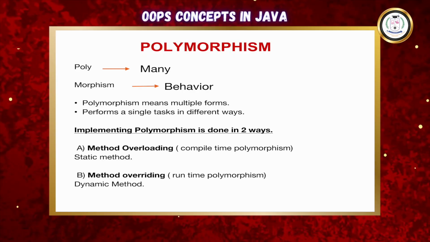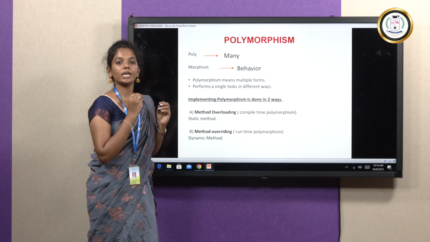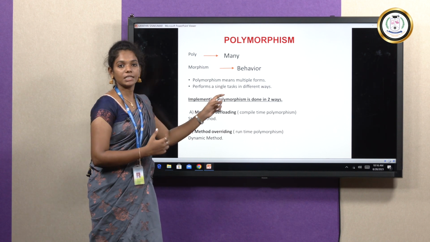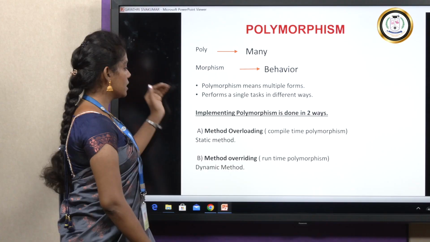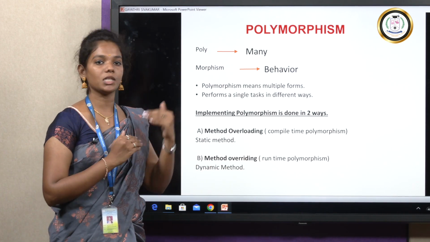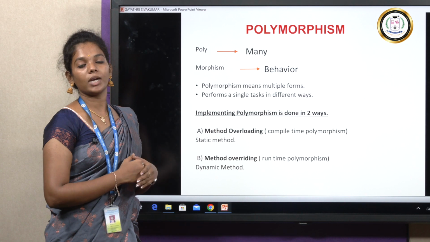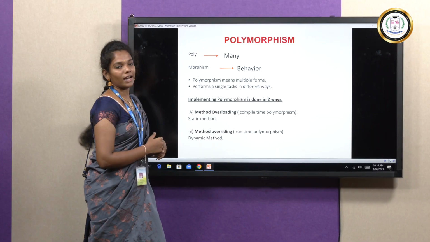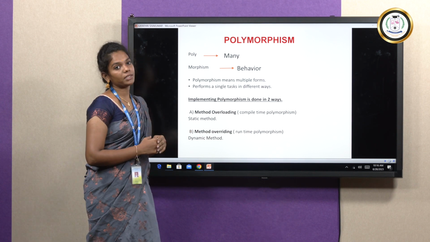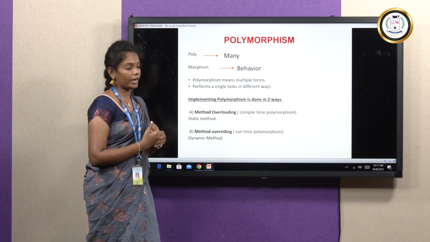Poly means many and morphism means behavior. Polymorphism is nothing but many forms, that is, it is used to execute a single task in multiple ways. We can perform a single task in different ways, right? So this polymorphism can be done in two different ways. There are two methods, one is static and the next one is dynamic. The static method is also called method overloading and the dynamic method is also called method overriding.